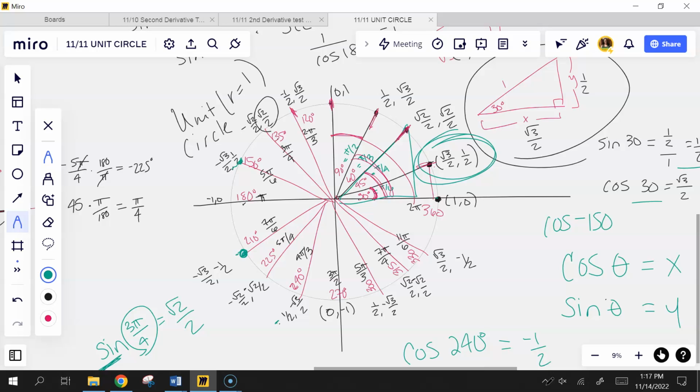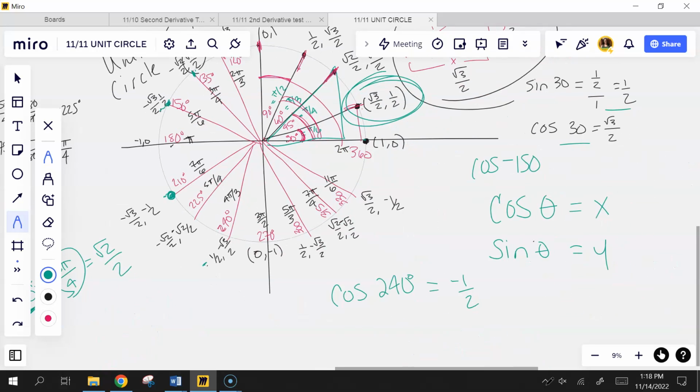The cosine of 3 pi over 4, so where is 3 pi over 4? Negative square root 2 over 2. Here's 3 pi over 4, right? At 135. What's the cosine? Negative square root 2 over 2. But I'm fixing to show you. So cosine is x, sine is y.